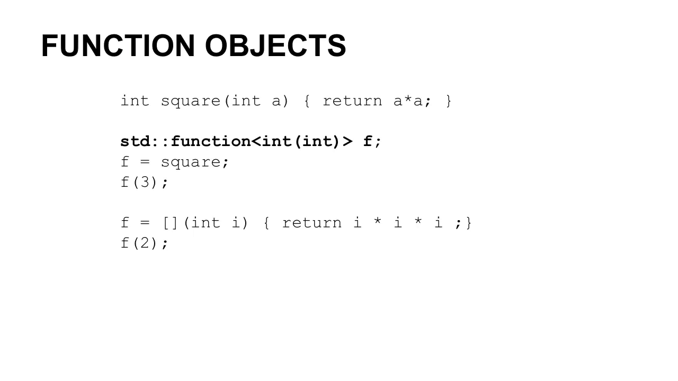Here's a simple example. I've got a function called square that takes an integer and returns one, and a function object, which, as you can see, takes an integer and returns one. This means that it can be used to invoke square because the signatures match. And you also see that I have a lambda here with the same signature, so I can use the function objects to call that as well.